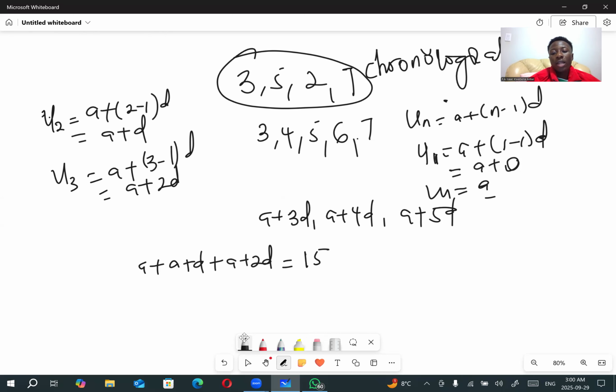Let's simplify and name it as equation 1 before we come to product. Rahel, help me out. Add them for me. 3a plus 3d equals 15. Name it as equation 1.